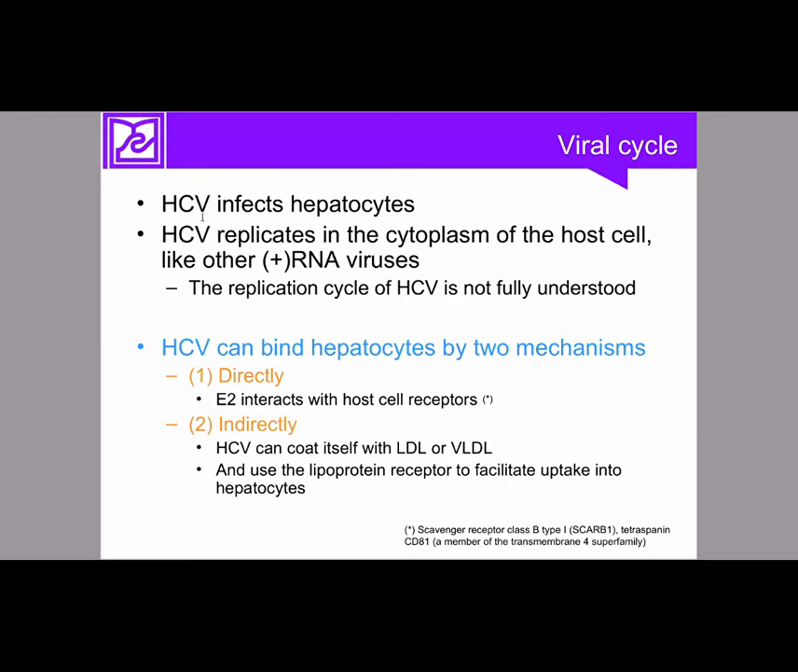So look, hepatitis C virus can bind the target host cells. The target host cells are hepatocytes, the liver cells. They can bind by two different mechanisms. They can bind directly. So the E2 protein from the envelope binds the host cell receptors specifically, the same as other viruses. However, hepatitis C virus can also bind host cell receptors indirectly.